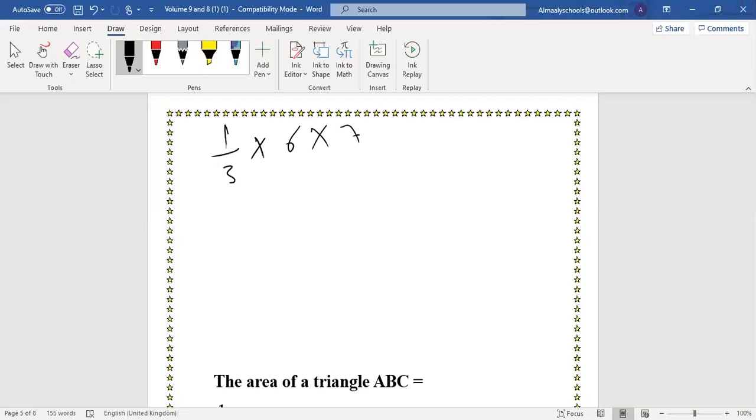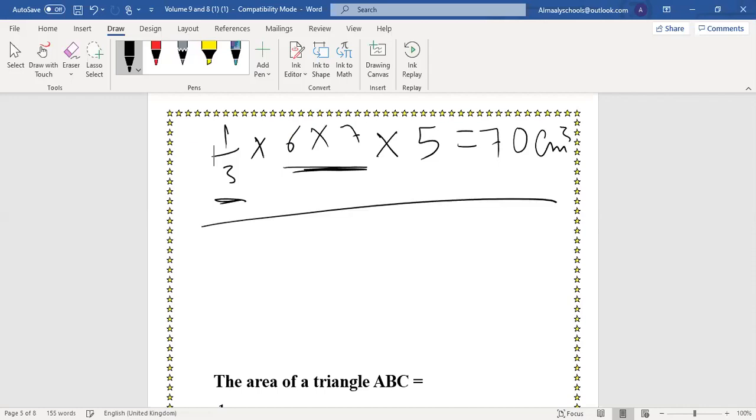If it is a triangle, we will use half multiply base multiply height. So 1/3 multiply 6 multiply 7. This is the area of the base, multiply 1/3. So the missing is the height, and the height here equals 5 centimeters. So it will be 1/3 multiply 6 multiply 7 multiply 5, so it will be 70 centimeter cube. And this is the volume of the 4th shape. Any problem? No. Okay, thanks.